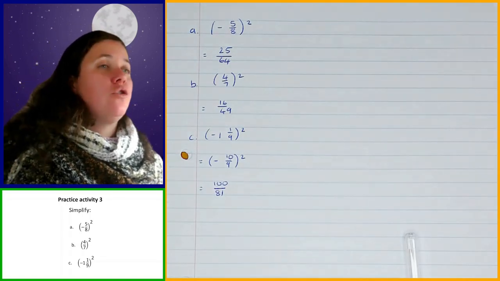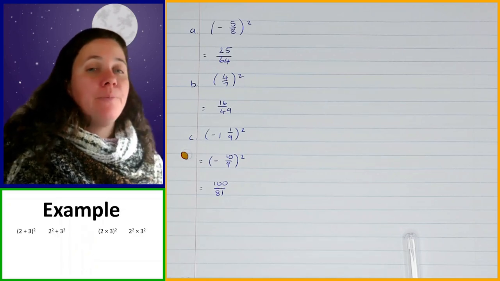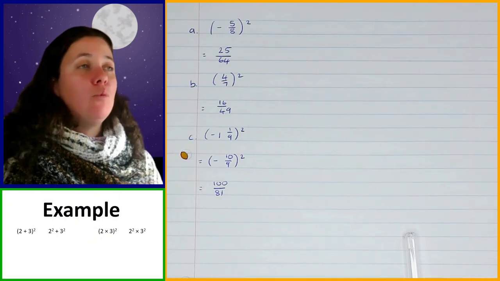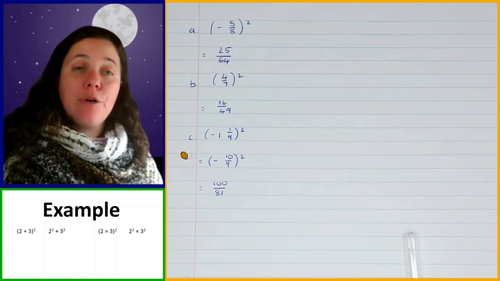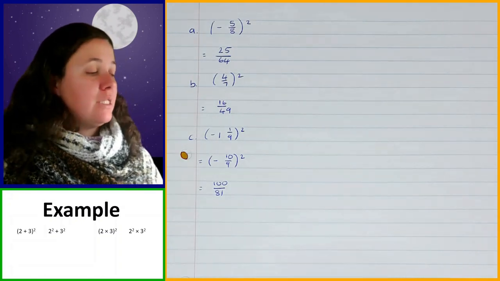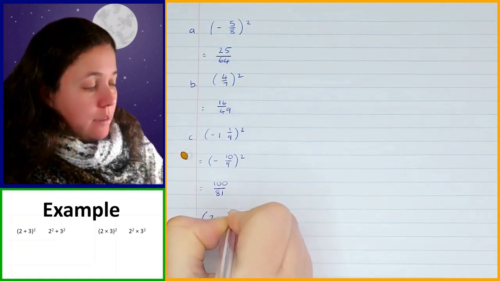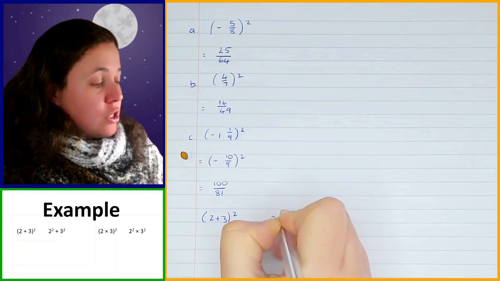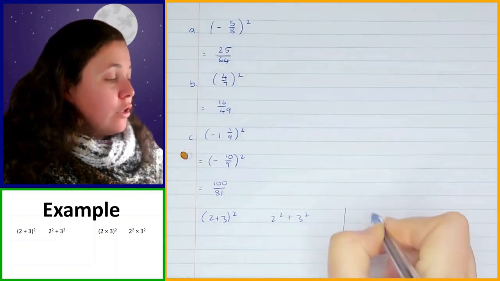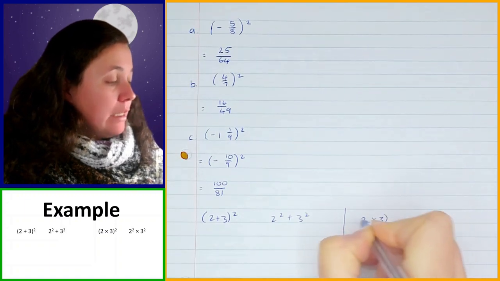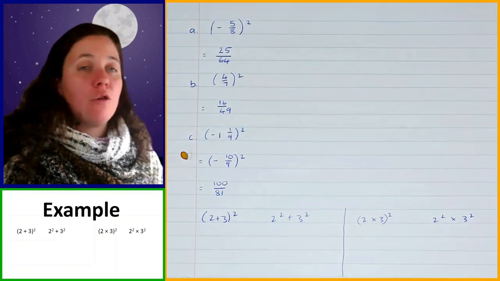Now we're going to go on to a couple of examples without fractions, but we're going to be looking at some where we are going to compare and see what happens when we square things separately and when we square them together. Okay, so first of all, we have got 2 plus 3 squared, and then we've got 2 squared plus 3 squared, and we're going to be comparing those two. And then we're going to look at 2 times 3 squared and 2 squared times 3 squared. We're going to be comparing those as well.